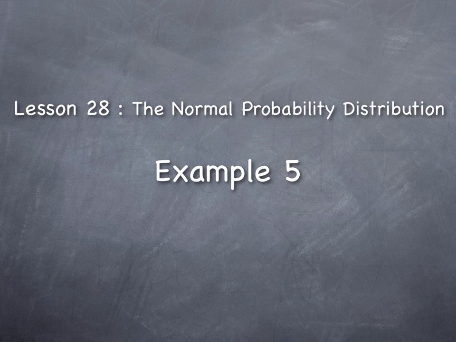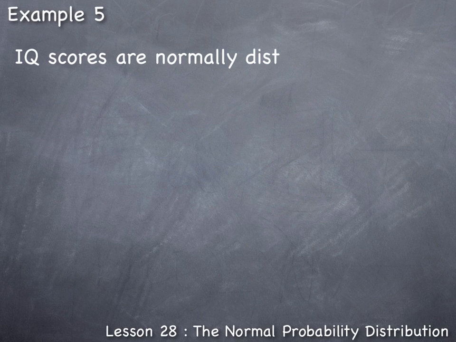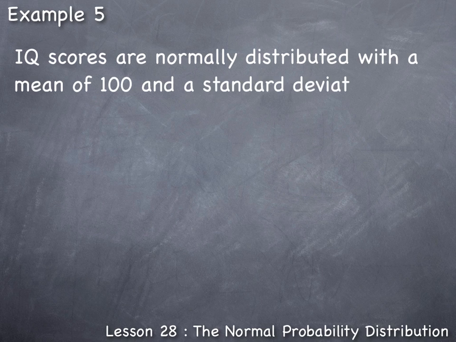Lesson 28, the normal probability distribution. Example 5. IQ scores are normally distributed with a mean of 100 and a standard deviation of 15.